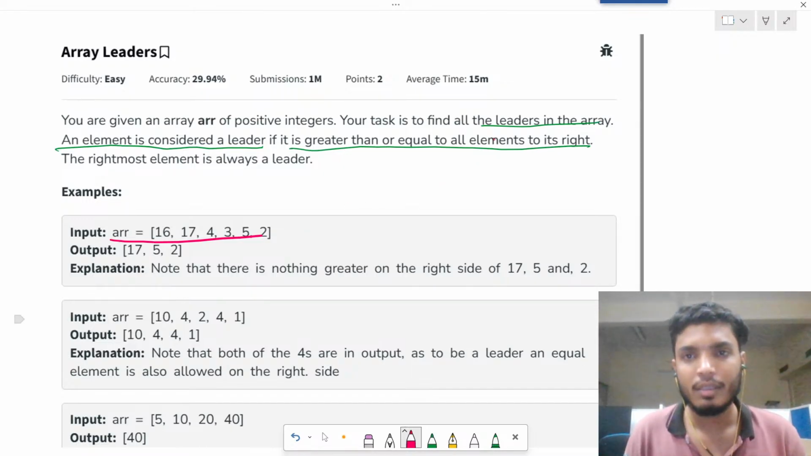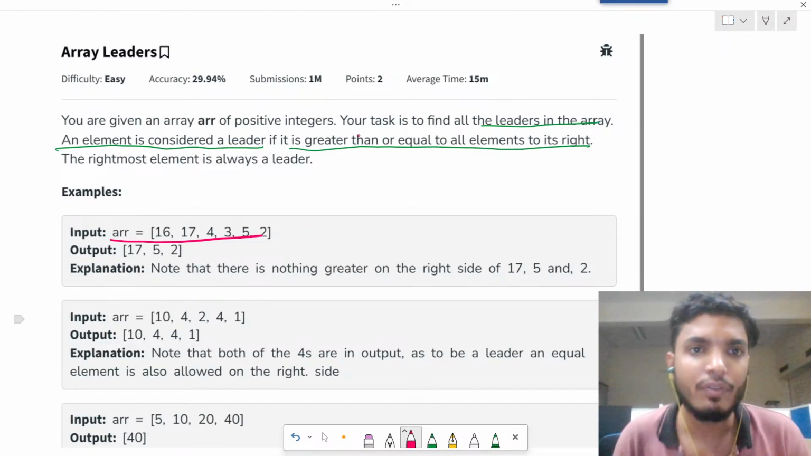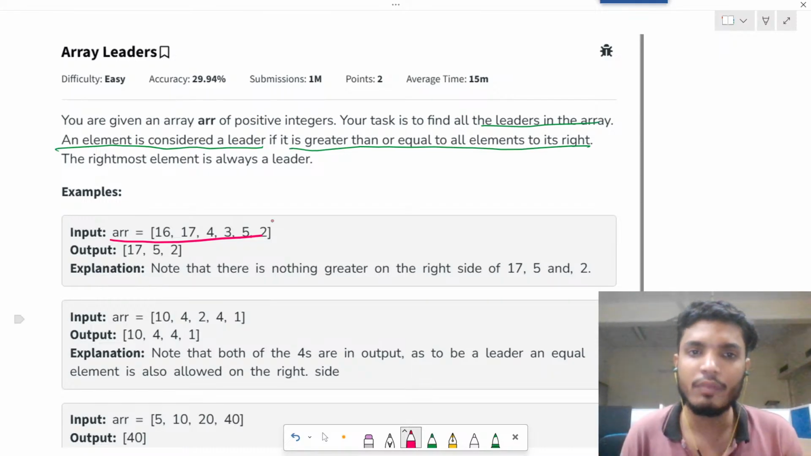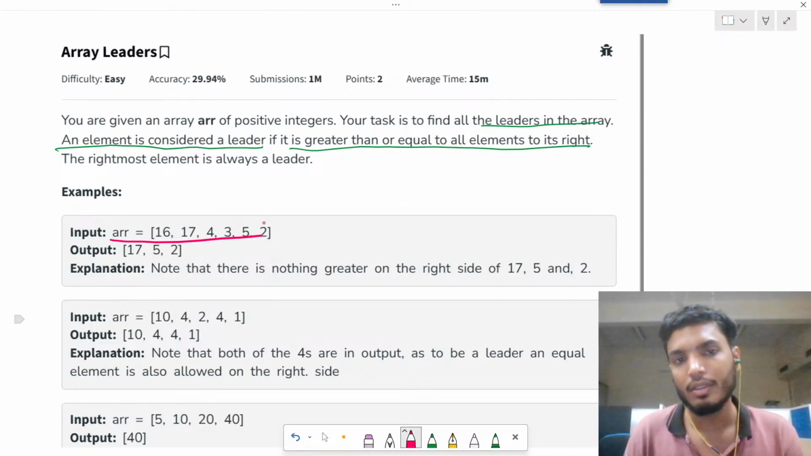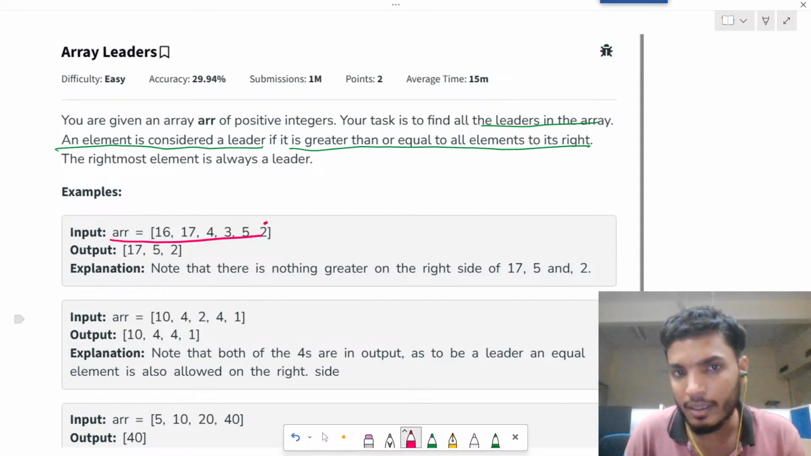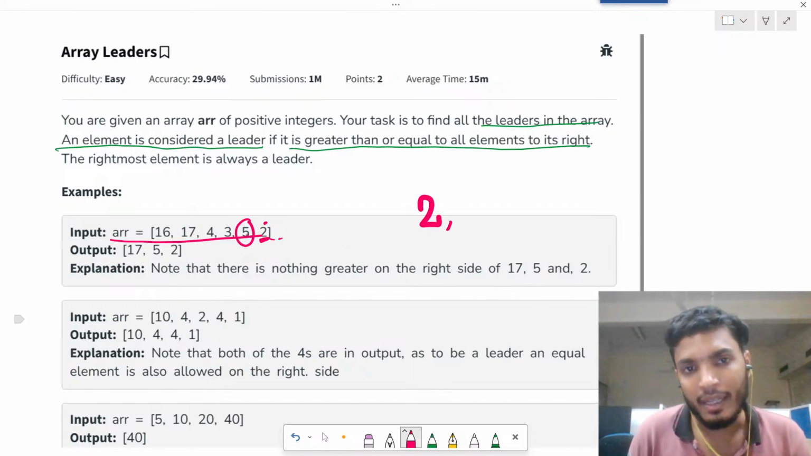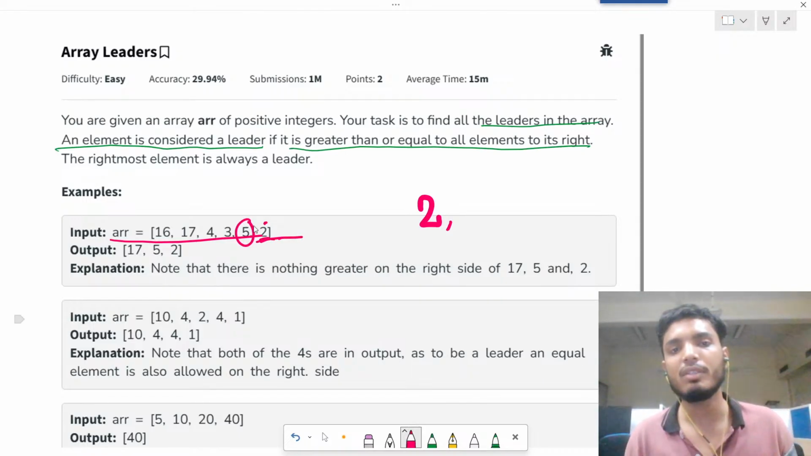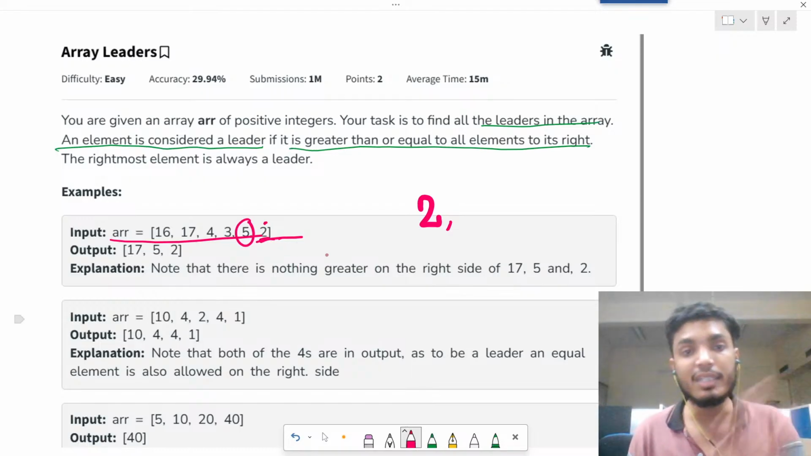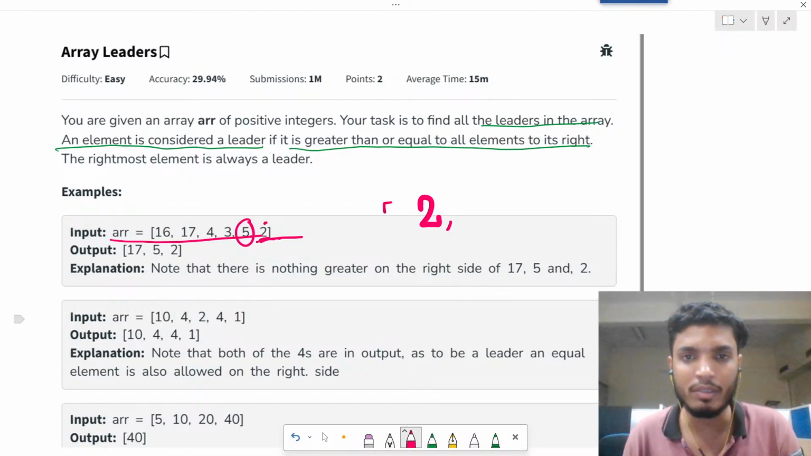If an element is considered a leader if it is greater than all the elements to its right, so if you start from the right and want to see which is the leader, then there is no element ahead of 2, so 2 will be a leader element. What about 5? Are all the numbers ahead of 5 less than 5? Yes, so 5 is also a leader.